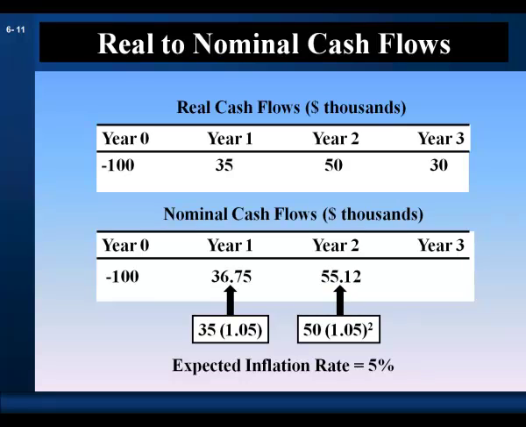The dollars in year 2 have been subjected to 2 years of inflation relative to base year 0. So we compound the 50 real dollars in year 2 by 2 years of 5% inflation to get its nominal value in year 2. The dollars in year 3 have been subjected to 3 years of inflation relative to the base year 0. So we compound the 35 real dollars in year 3 by 3 years of 5% inflation to get its nominal value in year 3.